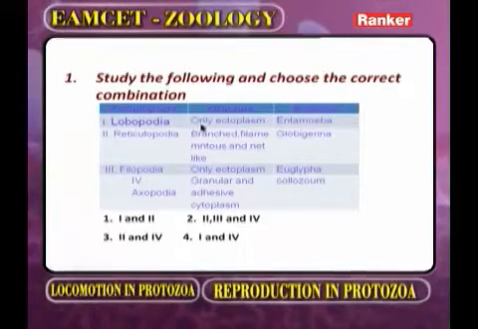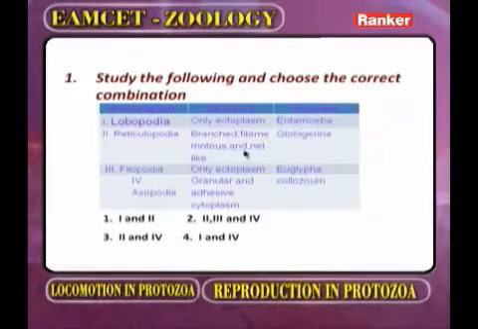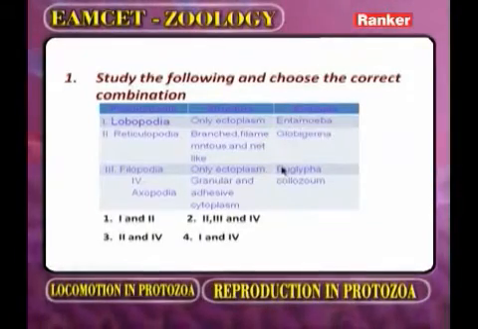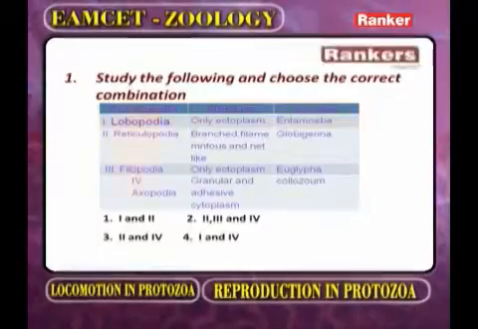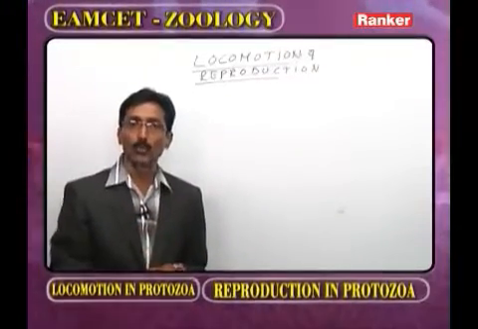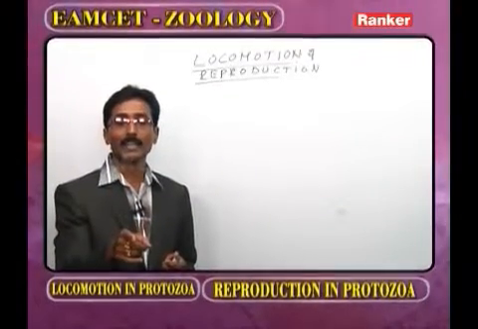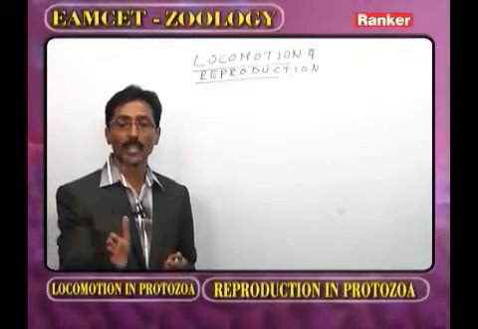In the second column, what is present? Only ectoplasm, branched filamentous and net-like, and the third one only ectoplasm, and the fourth one granular and adhesive cytoplasm. And the third column: Entamoeba, Globigerina, Euglypha and Collosum. Students, already you got an idea regarding this question. Now, you have to observe the lobopodium. In the lobopodium, both ecto and endoplasm are present. But in the second column, what is present? Only ectoplasm. So we don't go for the third column, eliminated.